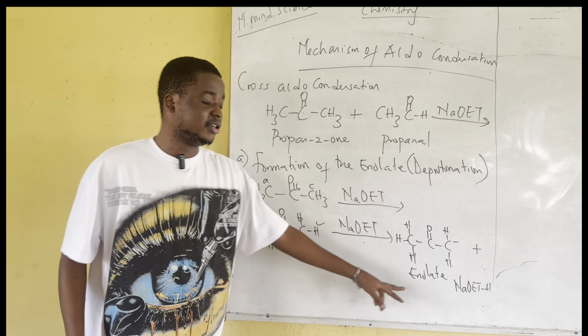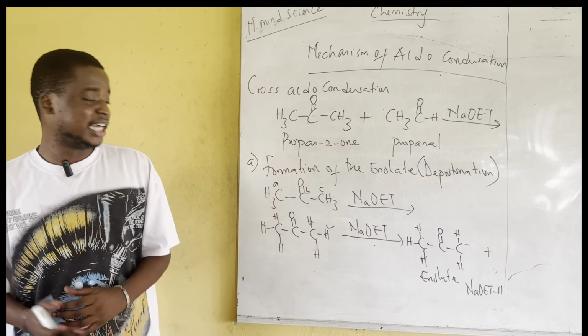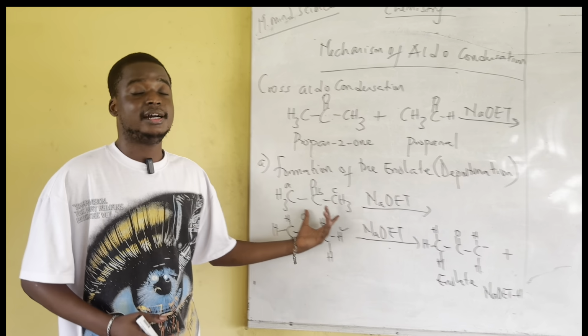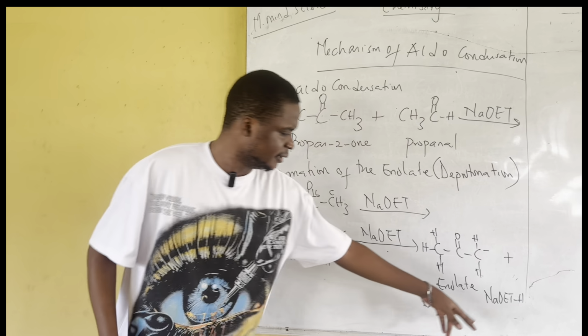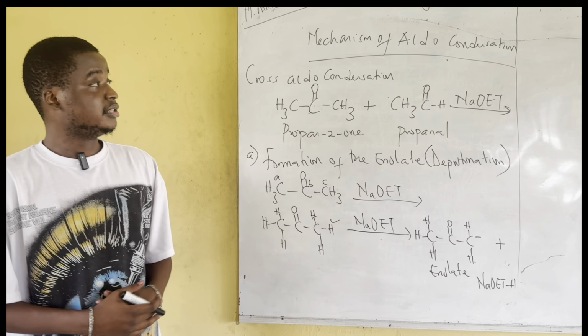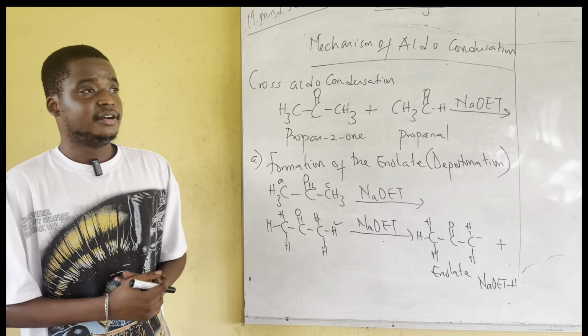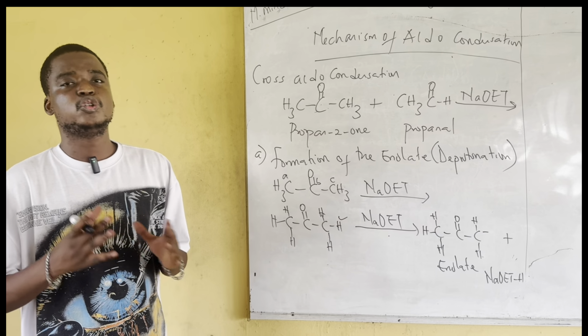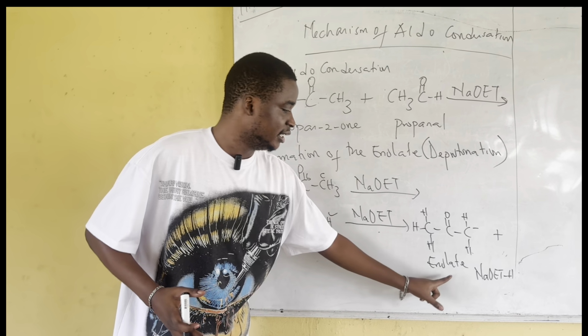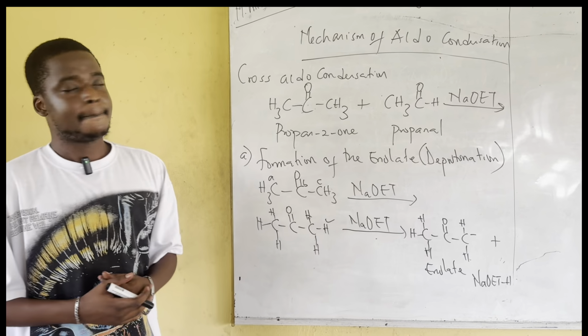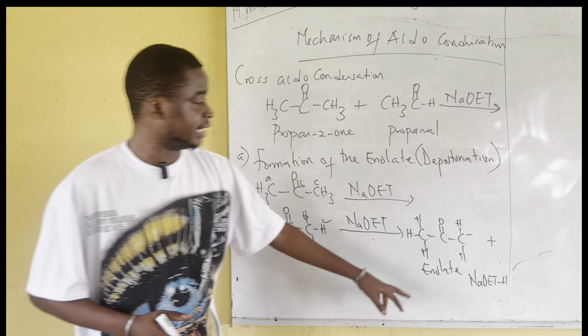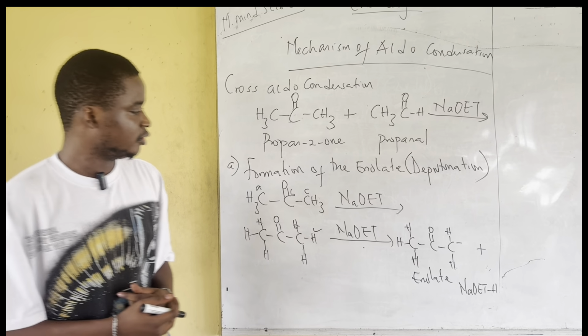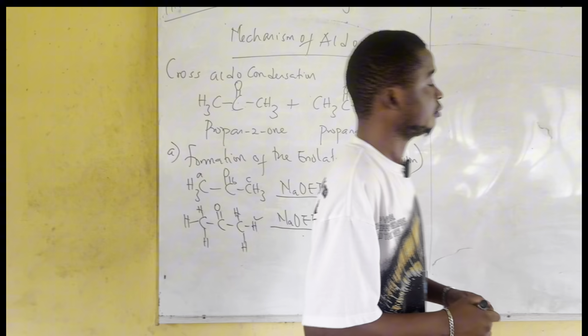And remember, we form this enolate by deprotonation. That is, we remove the proton from the ketone, forming the enolate. So that's the first step. Now, step 2 is the nucleophilic attack between the enolate and the second carbonyl. So let's go to step 2.